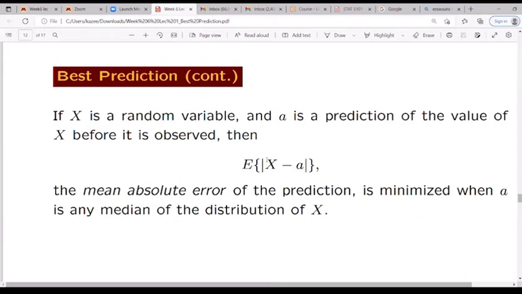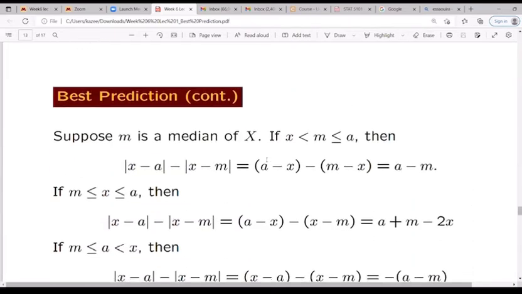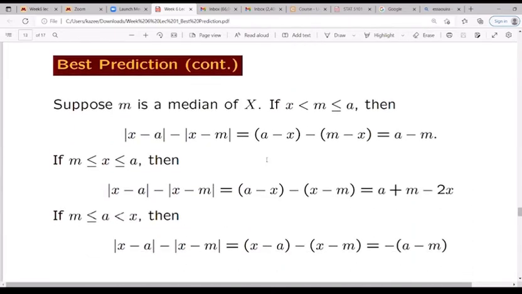And of course, how do you tell how reliable the median is? You can obtain the mean absolute error, because the mean absolute error of prediction is expected to be minimized when you consider the median. I think I demonstrated that to you now. I want to walk you through some derivations now, where we suppose M is a median of X.